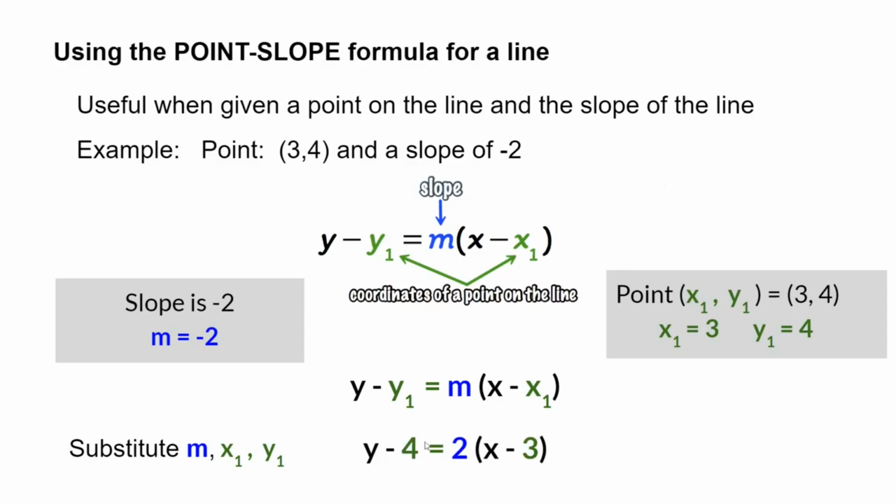Y minus 4. 4 is our y1 value. And notice that we're subtracting these, y minus 4. And then on the other side, we have our slope -2 times, in parentheses, x minus 3. That was our x1 value. Now, the nice thing about problems like this is there is no need to simplify unless there's a double negative.